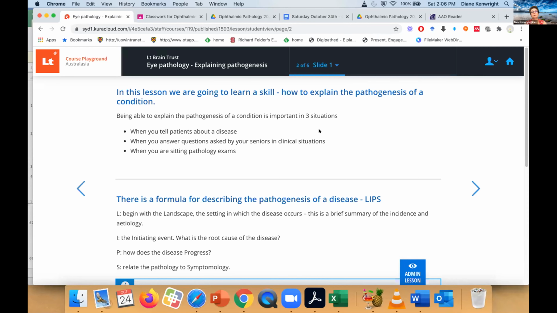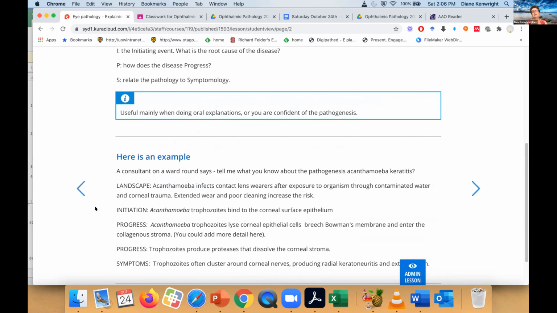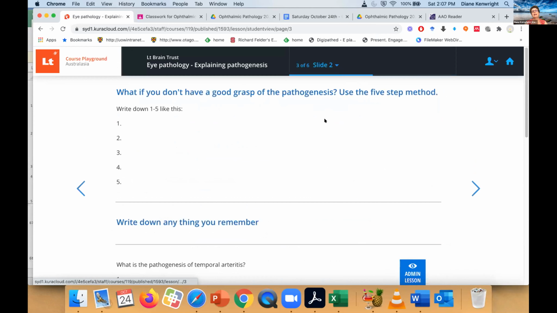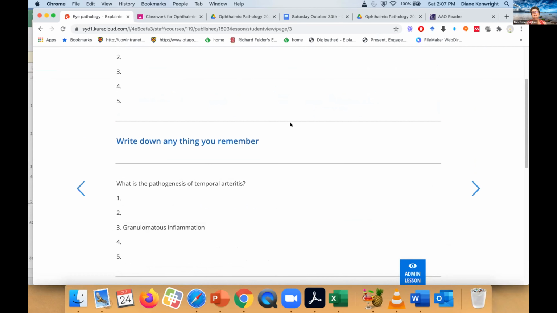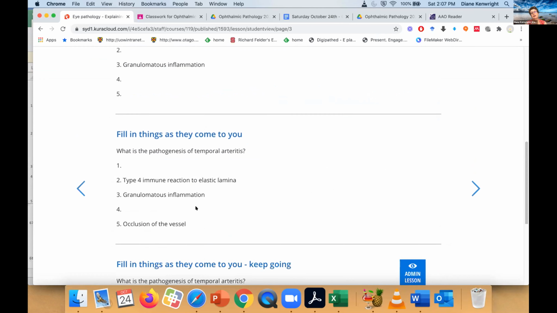So there's the formula that I call the LIPS formula, which is useful when you're confident of the pathogenesis. And I've given an example with acanthamoeba. And then over here is what to do if you don't have a good grasp of the pathogenesis, and use the 5-step method. Oh, look, the pathogenesis of temporal arteritis.